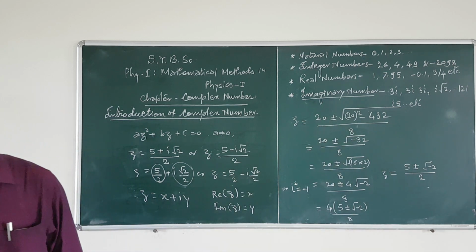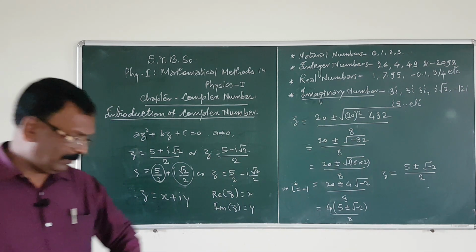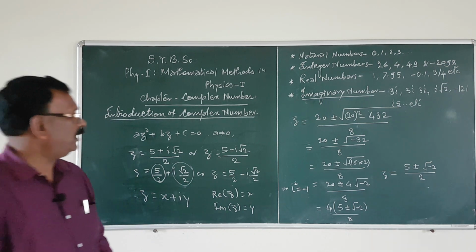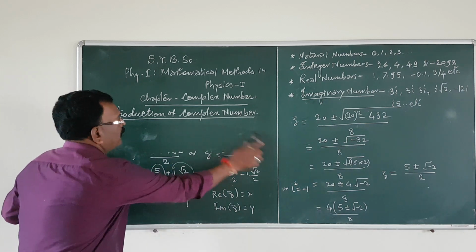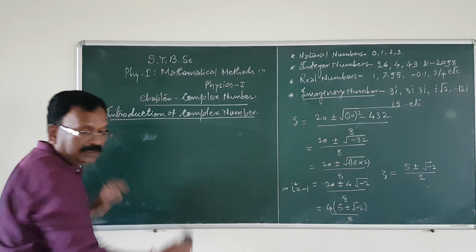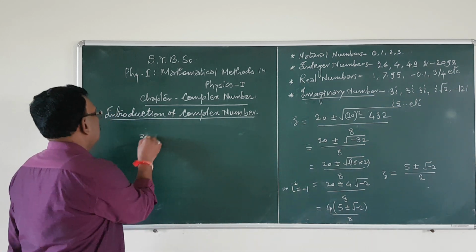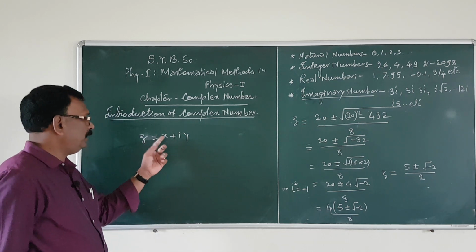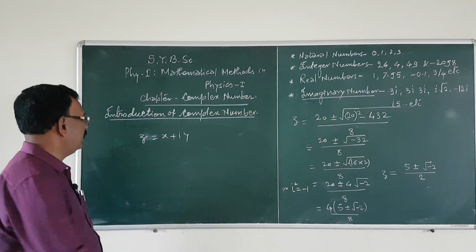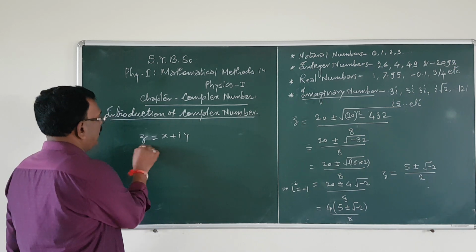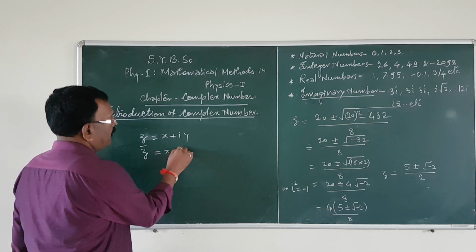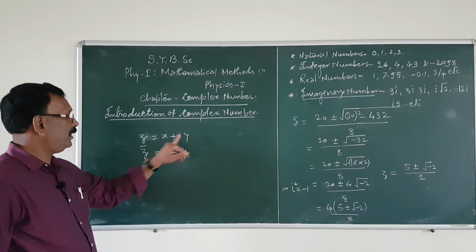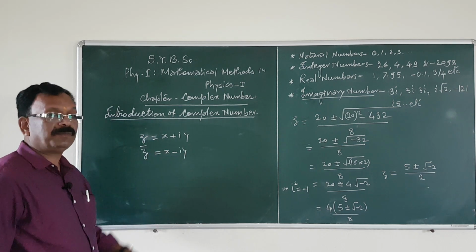Okay. Now we are going to see the modulus of a complex number. Before defining it, again consider the complex number z is equal to x plus iy, in which x is the real part and iy is the imaginary part. Then its complex conjugate is z bar equal to x minus iy. What I say? If z is a complex number x plus iy, then its complex conjugate is x minus iy.